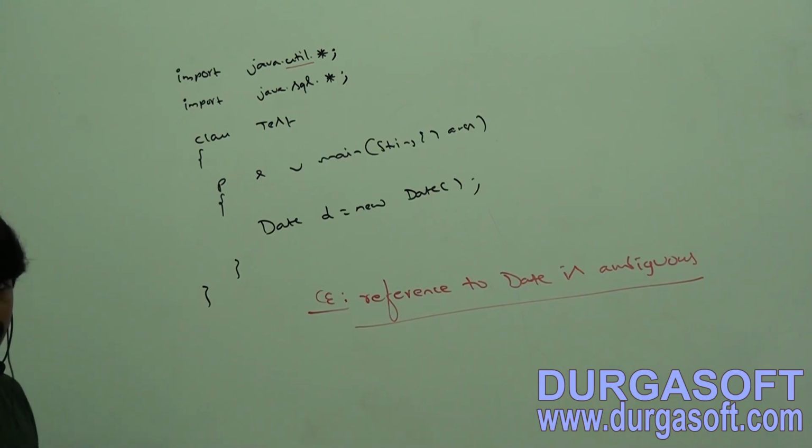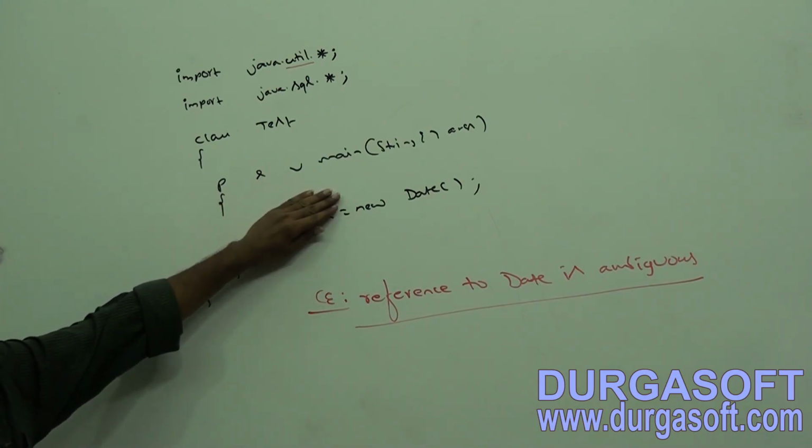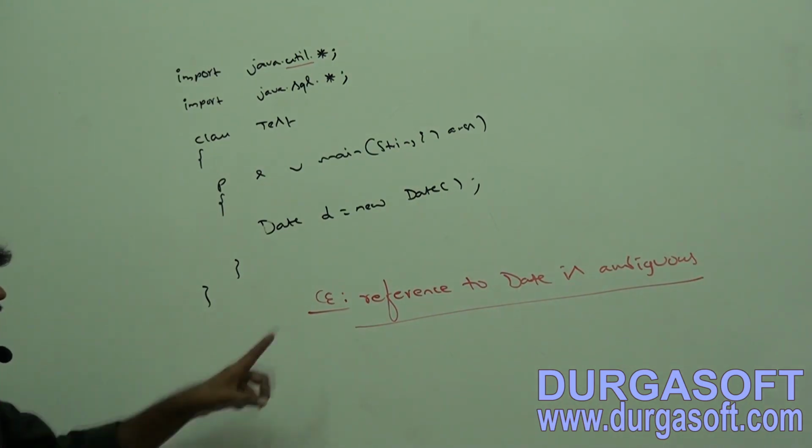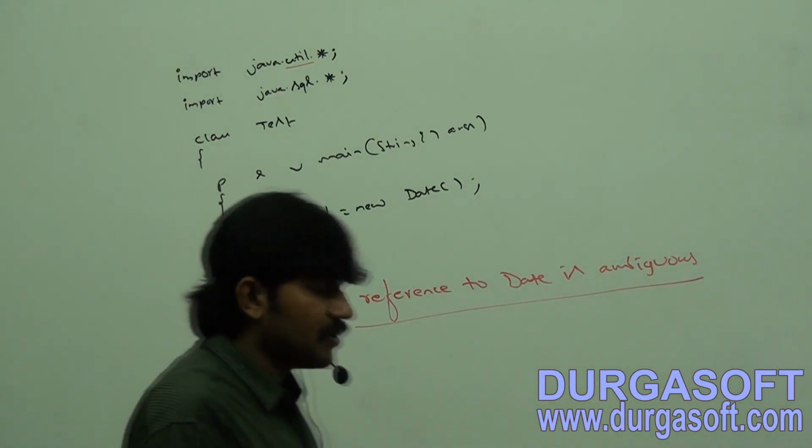No problem at all. If I am not using this line, then there is no ambiguity. If you are using it, then the problem will come. Okay, that's all about ambiguity. Reference to Date is ambiguous.